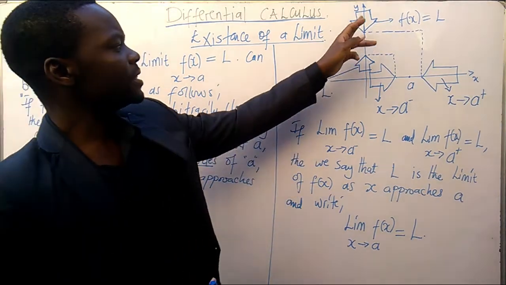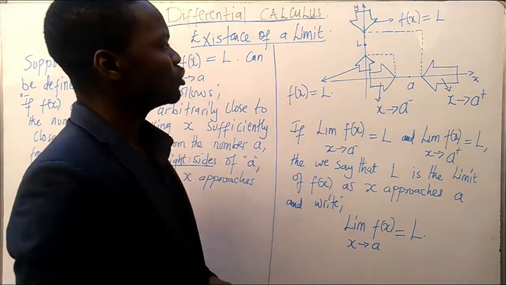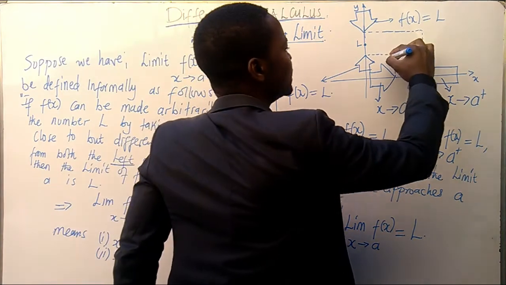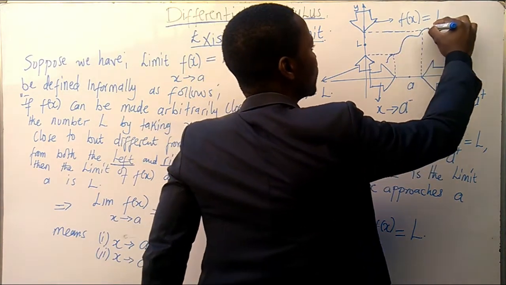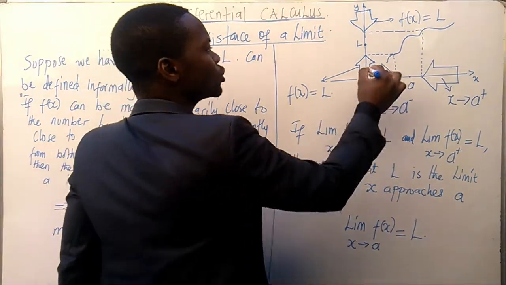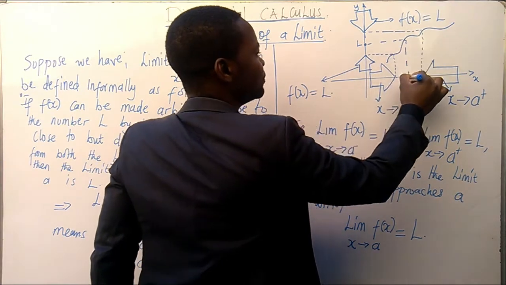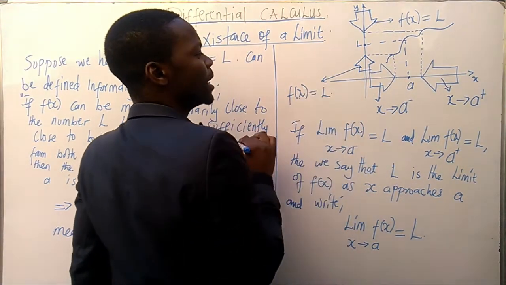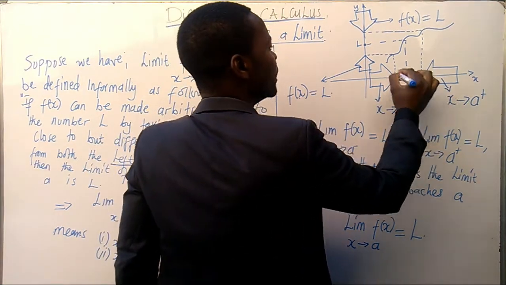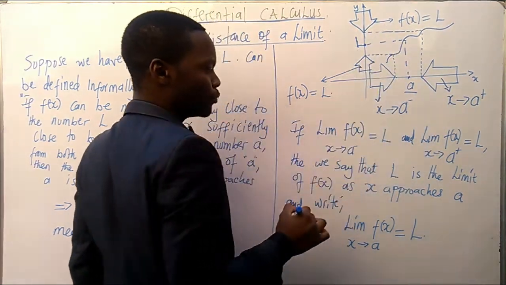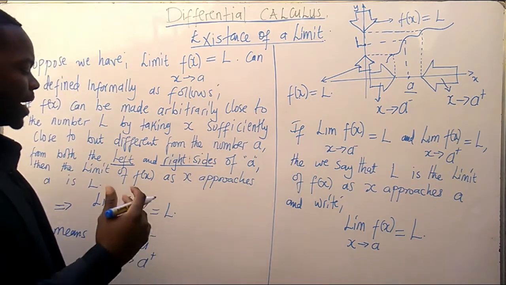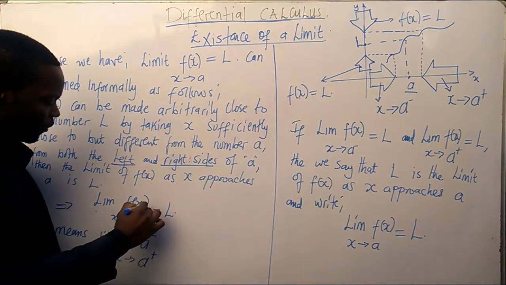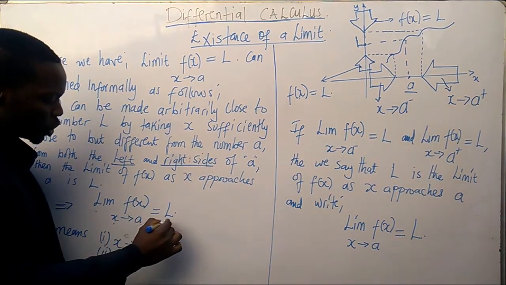Let's assume this is our function. Let me just draw it like this. This is our function, which is f of x, and this is the value of a. This is the value of L. Remember that we were stating that the limit of f of x as x approaches a is equal to L.